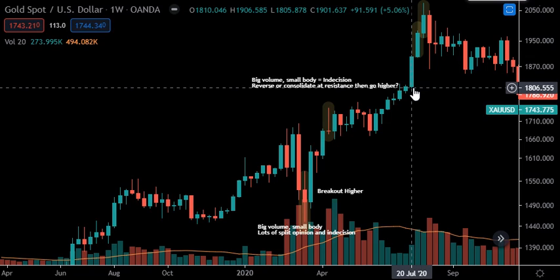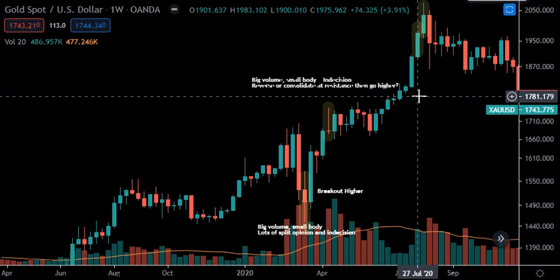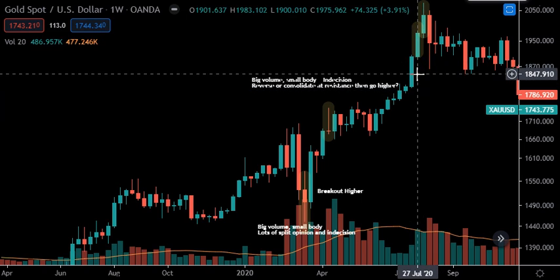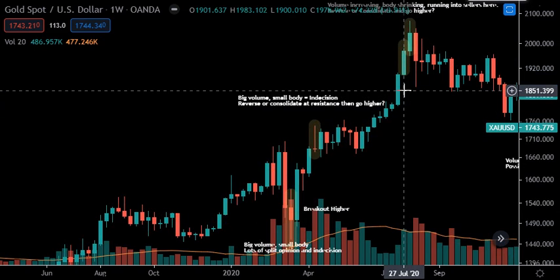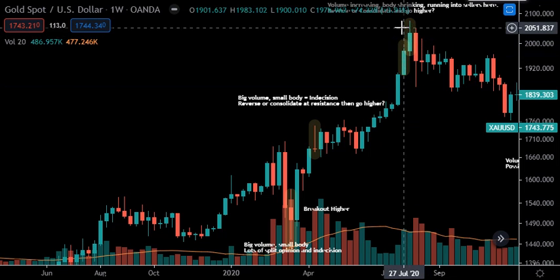End of June, big body, buy candle. Buyers are eager, running in, pushing this thing higher, no sellers. Next week, more volume. Bar not quite as big, still pretty good, running higher. Bar's shrinking here. Week of August 3rd, it pushed all the way to 2075. Volume still high. We got a little wick here.